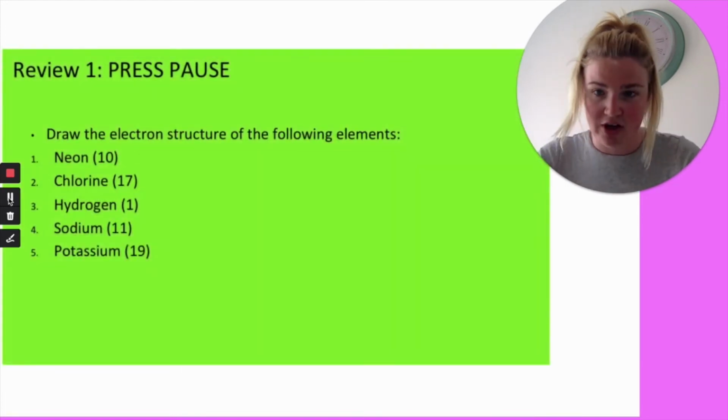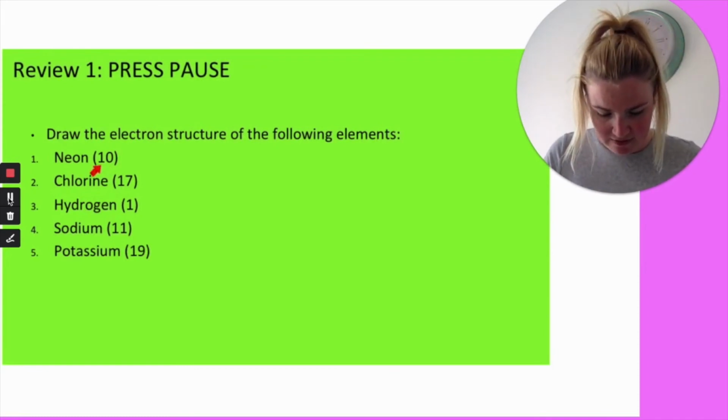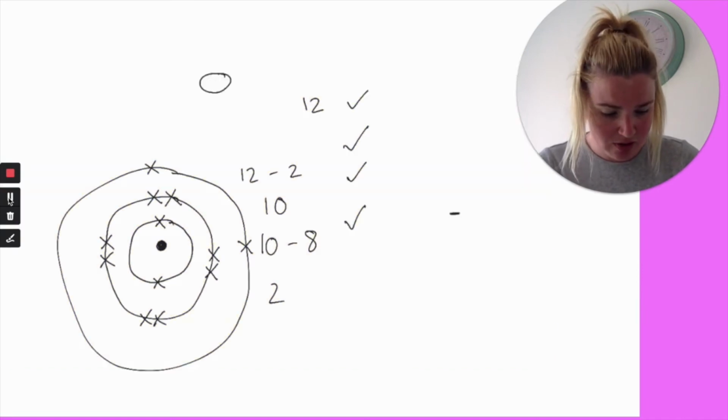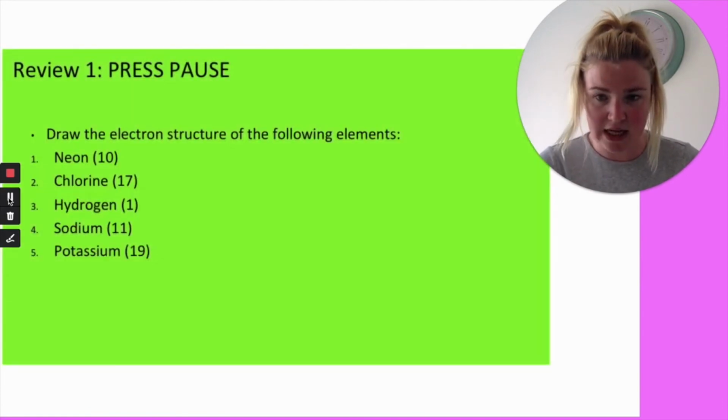What I'd like you to have a go at now, and you don't need a periodic table because I have given you the atomic numbers, so the smaller numbers, okay? I'd like you to have a go. It might be quite useful to pause on this screen, thinking about how you draw the electronic structures for these. Okay?